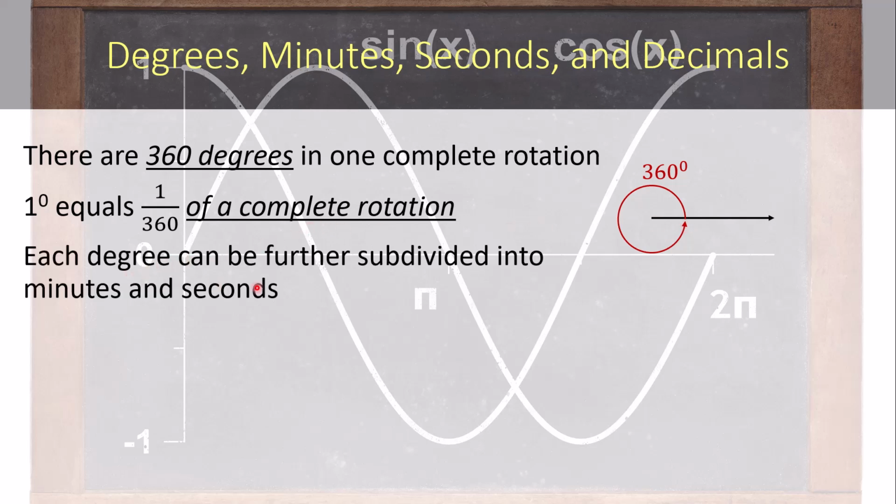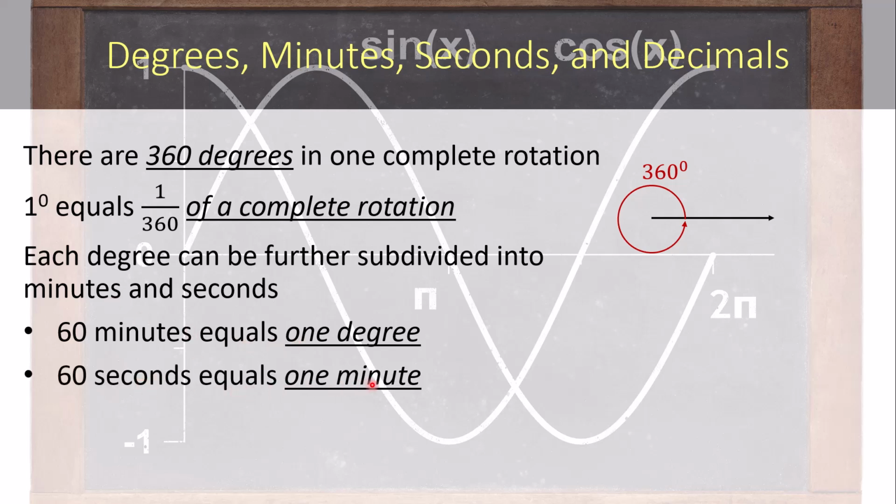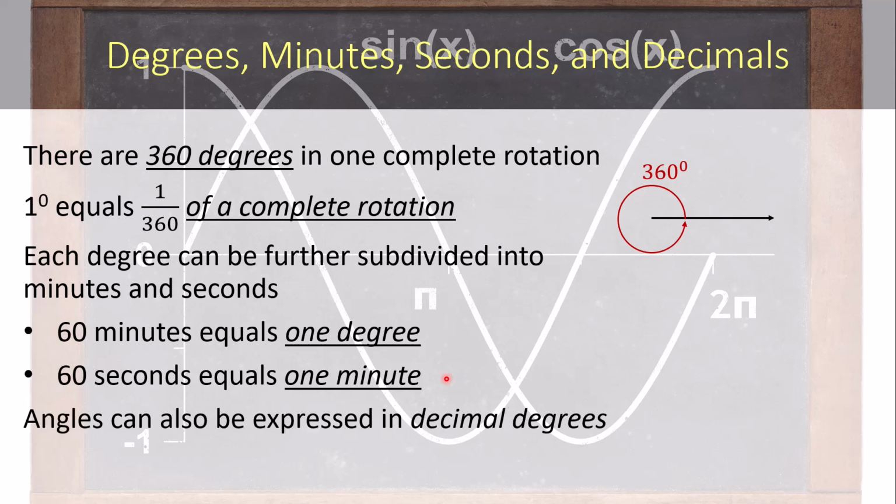And we also divided the degrees into minutes and seconds, just like we divide time into minutes and seconds. Specifically, 60 minutes equals 1 degree, 60 seconds equals 1 minute, and 60 squared seconds, 3,600 seconds, equals 1 degree as well. And of course, we could also express angles in decimal degrees. So we actually have two ways of expressing an angle: in degrees, minutes, and seconds, or as a simple decimal. The most trivial example might be 12.5 degrees and 12 degrees and 30 minutes. Remember, 30 minutes is half of a degree, so that would be 12.5 degrees.